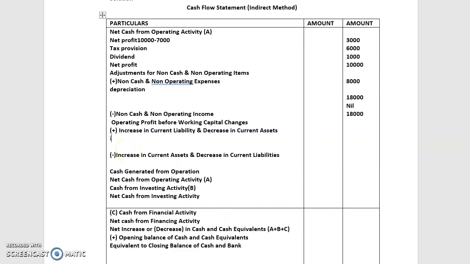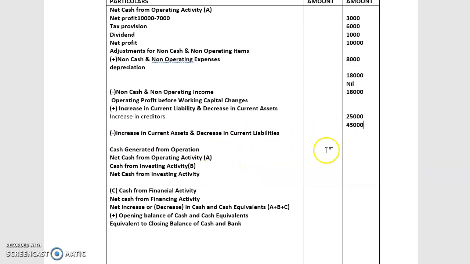What are we supposed to write? Increase in creditors. The amount shows the difference you take. That is 13,000 and 39,000, the creditors difference, if you take, you will get 25,000. For this, 18,000 and 25,000, total you will get 43,000. Okay. Then increase in current asset and decrease in current liability.